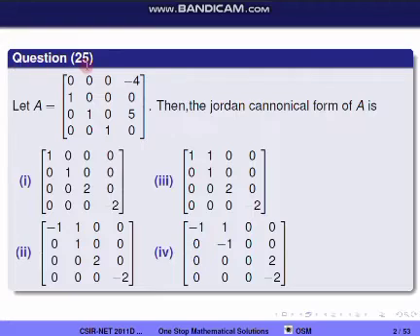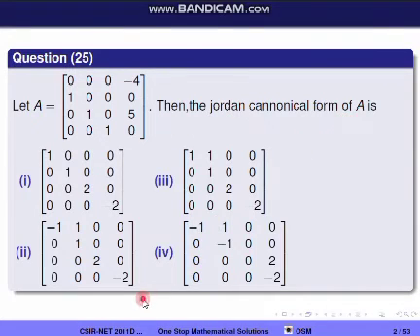Next question, question 25. Let A be the matrix with rows 0, 0, 0, minus 4; 1, 0, 0, 0; 0, 1, 0, 5; 0, 0, 1, 0. Then the Jordan canonical form of A is. So we have been given a 4 cross 4 matrix here. We have to find its Jordan canonical form.